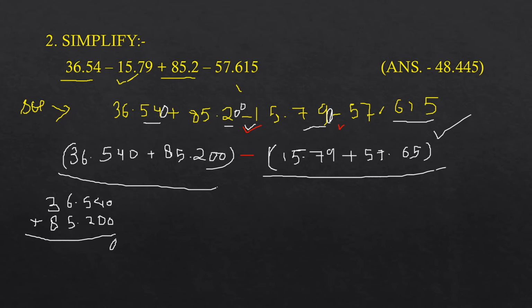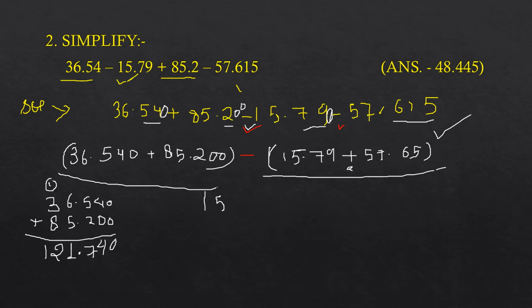0 plus 0 gives us 0, 4 plus 0 is 4, 5 plus 2 is 7, and 6 plus 5, this decimal point will be just below this decimal point. 6 plus 5 gives us 11, and here we will be having 1 as carry, 8, 9, 10, 11 plus 1, 12. So we got 121.740. Now in the second group also we have to add them, because we are having a positive sign between both the numbers.